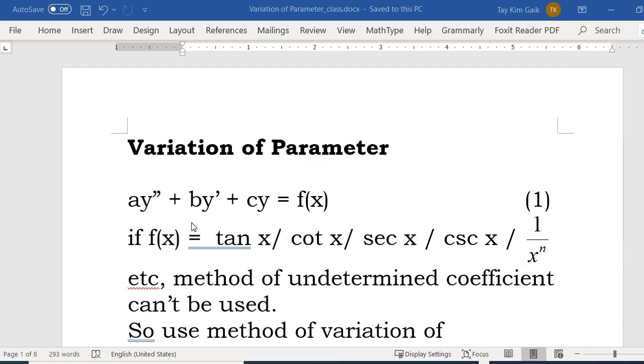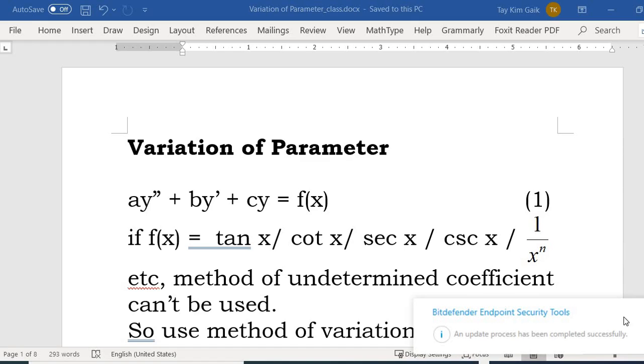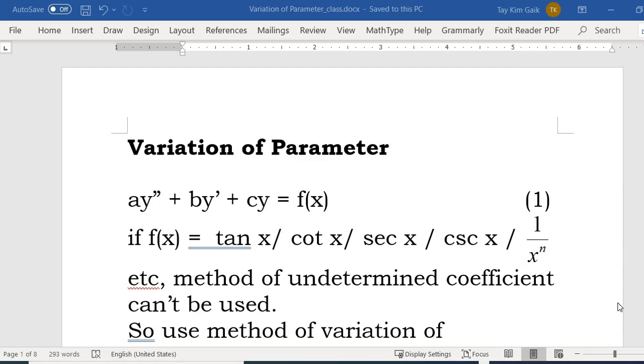Now if the f(x) is in the form of tangent x, cotangent x, secant x, cosecant x, or 1 over x to the power n, then undetermined coefficients cannot be used, because for undetermined coefficients, f(x) is either a polynomial, exponential function, sin or cos. If we have tangent, cotangent, secant, or cosecant, then we cannot use undetermined coefficients. So in this case, we are going to use variation of parameters.